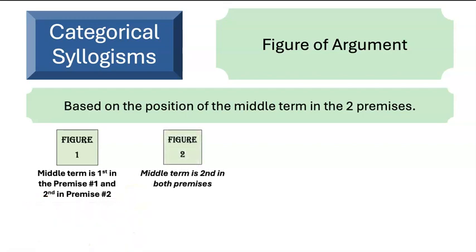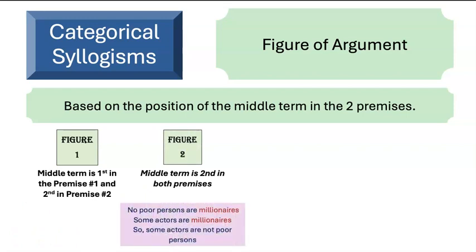Figure 2: the middle term is second in both premises. The middle term is "millionaires." No poor persons are millionaires, that's a predicate here. Some actors are millionaires, that's a predicate again. So millionaires appears second in both premises, which makes this a figure 2 argument.